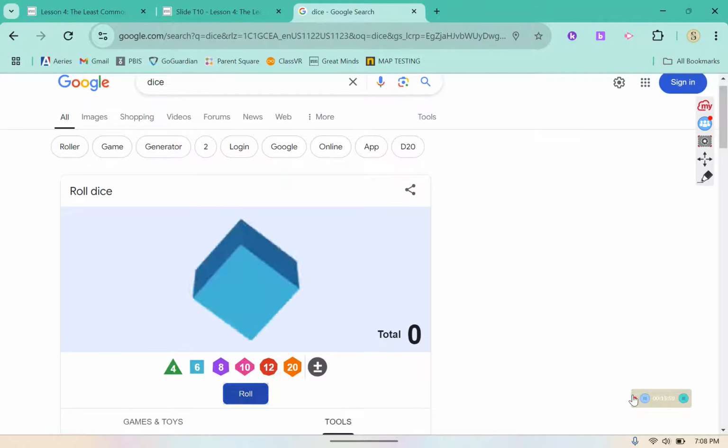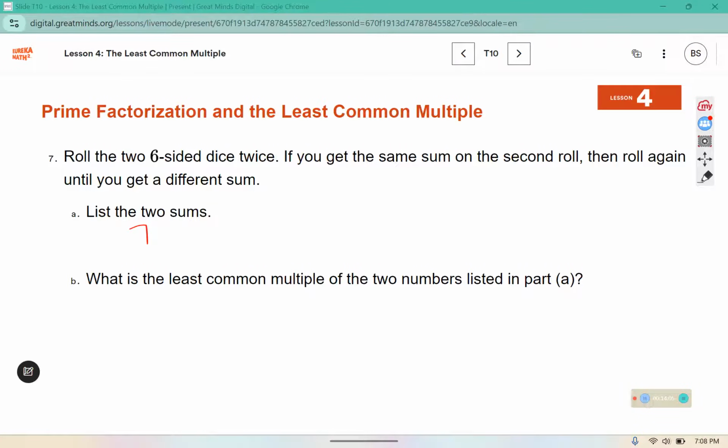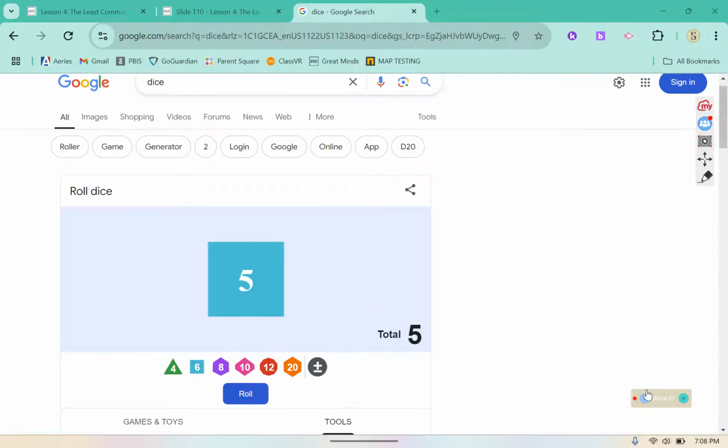We got 2 and 5. Their sum is 7. So write that down in A. And now we're going to roll again. 1 and 5. That sum is 6.